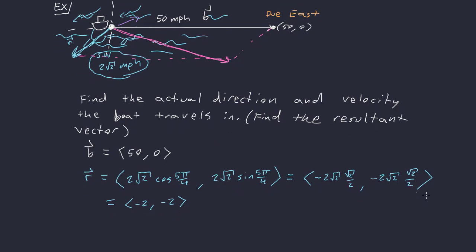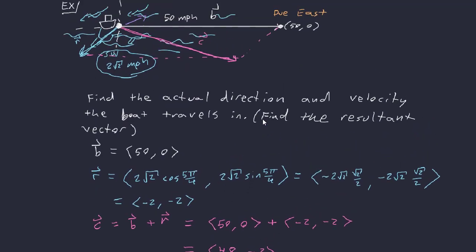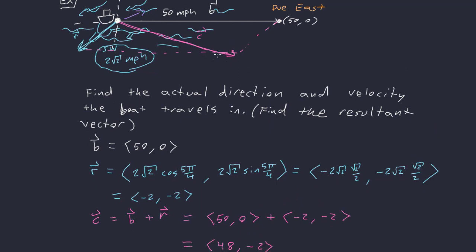All right, so the resultant vector, which I already used R, so I'll use C for the combined. I already used pink for that, so the combined forces together will be B plus R. Okay, so it'll be the vector 50, comma 0 plus the vector negative 2, comma negative 2. And then that is going to be 48, comma negative 2, which looks right to me, actually. 48, negative 2.